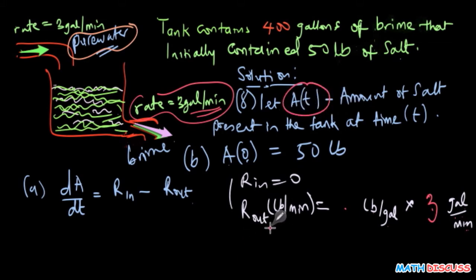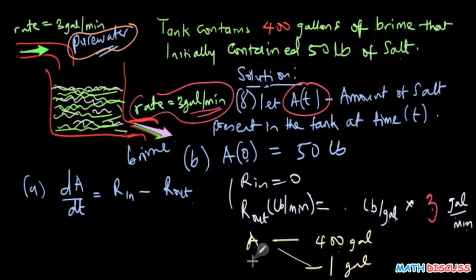So if at time t, the amount of salt present in the tank is A of t, the amount of salt in the tank that contains 400 gallons. So this is pounds per gallon. A pound of salt is present in 400 gallons, but this one says per gallon, that is 1 gallon. So how much salt will I find in 1 gallon?